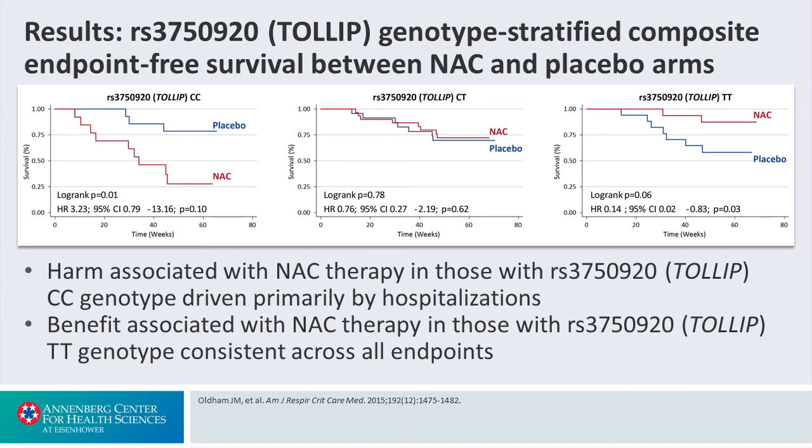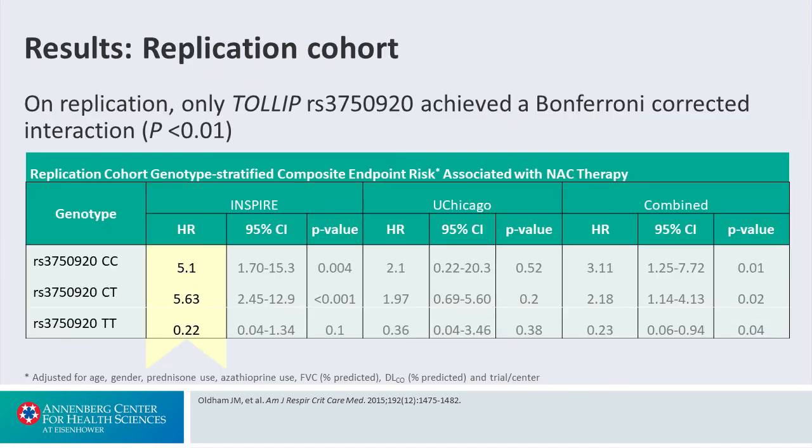The CT is the heterozygotes at 50%. And the TT is the homozygote minor at 25%. So in other words, a quarter of the patients benefited greatly from NAC, whereas a quarter of them were harmed, giving us a flat representation that we saw in the study results. When we took a look at the replication cohort, as we pointed out, only the 3750920 held up with very similar hazard ratios of 5 and 0.22.